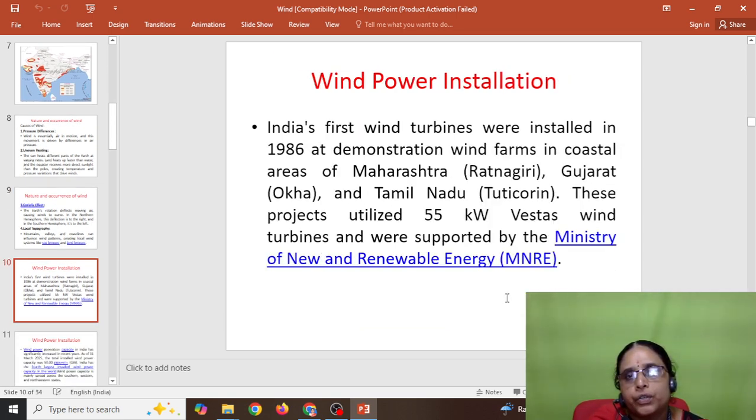And wind power installation. India's first wind turbines were installed in 1986 at demonstration wind farms in coastal areas of Maharashtra, Ratnagiri, Gujarat and Tamil Nadu. These projects utilized 55 kilowatt Vestas wind turbines and were supported by the Ministry of New and Renewable Energy (MNRE). So the first wind farm installed in India is in Maharashtra.